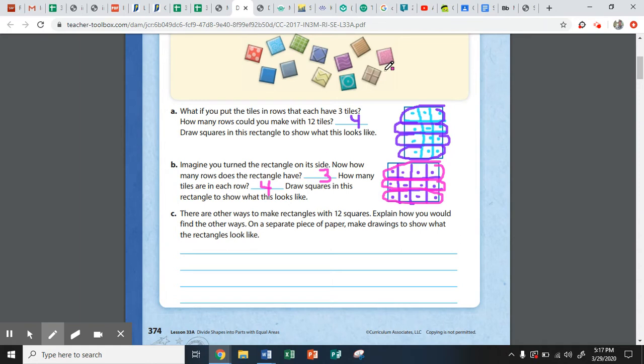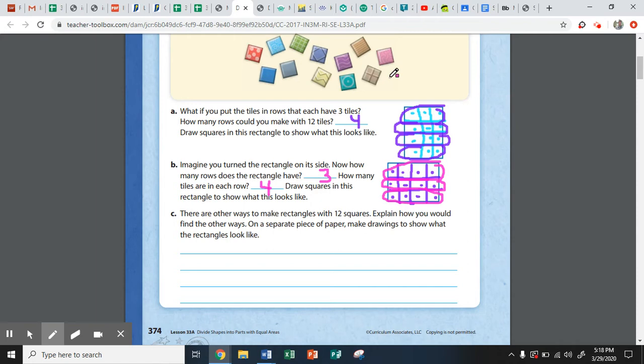Remember, rows go left and right, and columns go up and down. So how can we get 12 squares to fit in a rectangle, but we cannot use 4 and 3? Well, there's a couple different ways we can do this. If we had these tiles laid out in front of us, we could move them around and guess and check different arrangements to see if it would work. But unfortunately, we don't have those in front of us to be able to manipulate and move around.